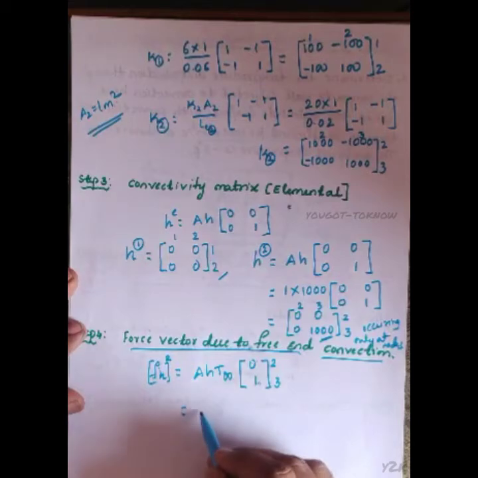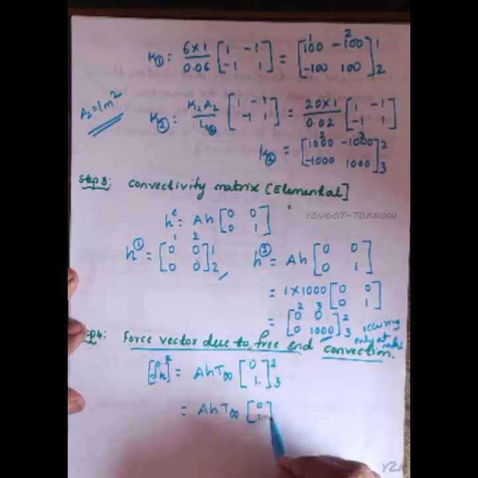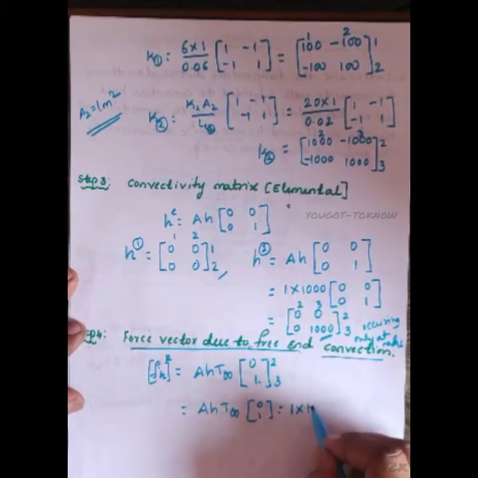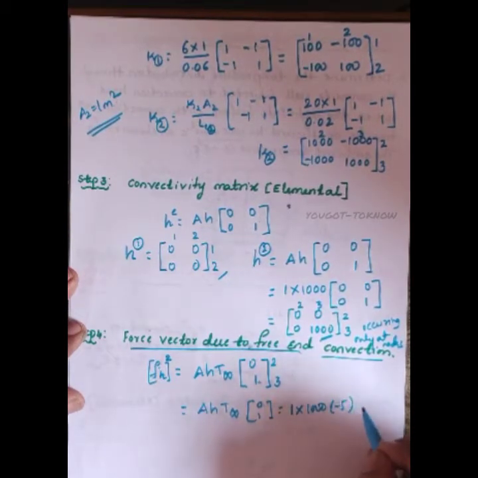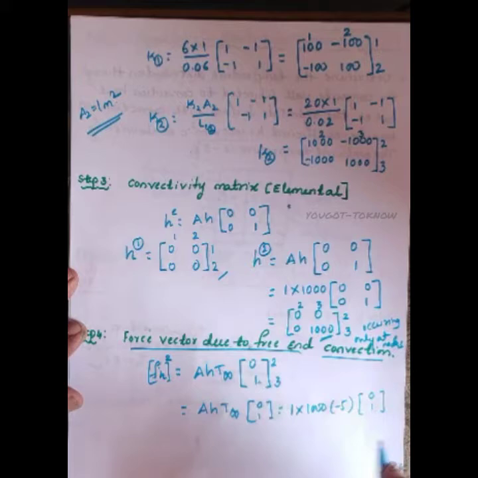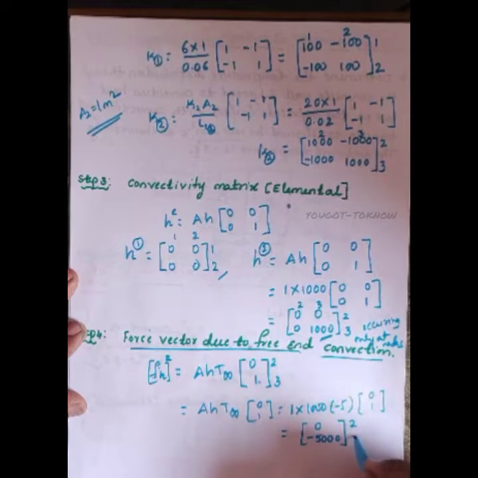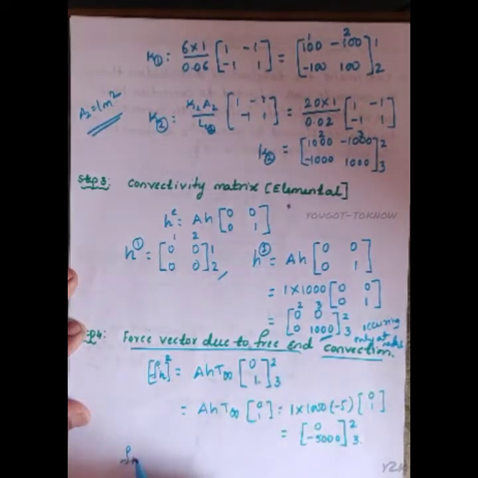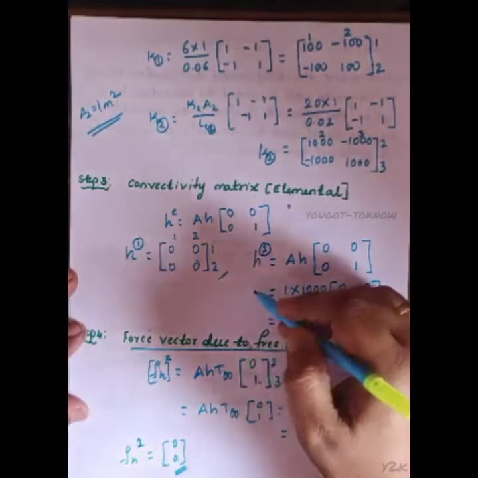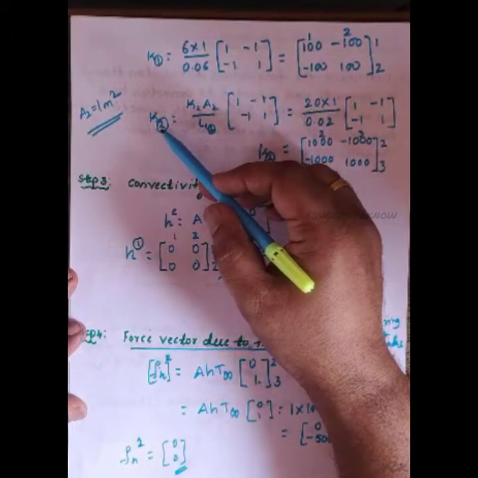Because of this, what happened? A into H, T infinity into 0, 1. Now substitute, what is the value? A is 1, H is 1000, T infinity is minus 5, into 0, 1. The value becomes 0, minus 5000. This is for element 2 and 3. What about element 1? See, element 1, directly write it. Element 1, it is 0, 0 because it is not in contact with any fluid. Now you got H matrix. Now you got your K matrices.